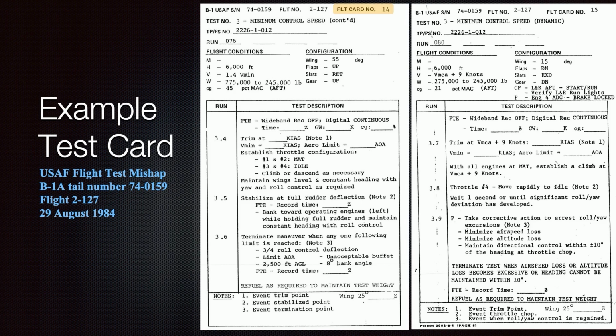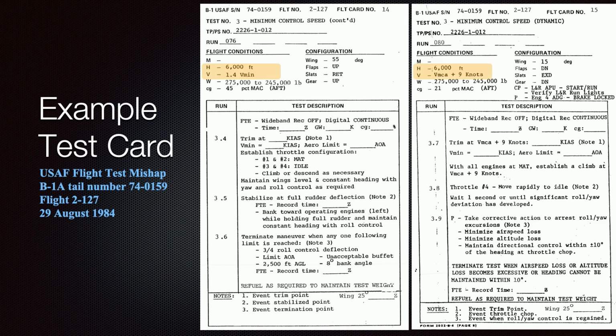On the left, we see flight card 14, the test point that preceded the loss of control. And on the right is flight card 15, the transition to which was in process when control of the B-1A was lost. Both these test cards are for minimum control speed, with card 14 testing static VMCA and card 15 testing dynamic VMCA, which is a somewhat different flight test technique, and also they were going to test in a different configuration.